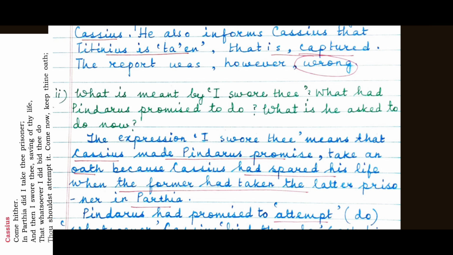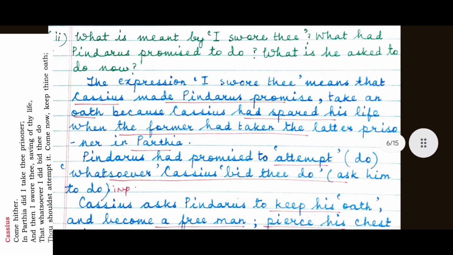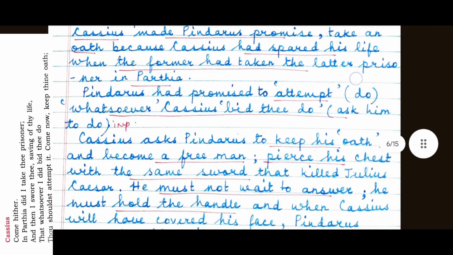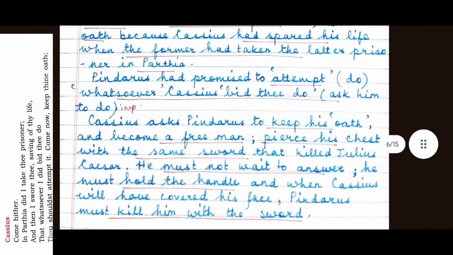What had Pindarus promised to do? Pindarus had promised to attempt, means do whatsoever Cassius bid thee do, ask him to do. So textual reference as well as brief explanation in simple English. What is he asked to do now? उसी को याद रख के Cassius asks Pindarus to keep his oath and become a free man, pierce his chest with the same sword that killed Julius Caesar. He must not wait to answer. He must hold the handle, and when Cassius will have covered his face, Pindarus must kill him with the sword.